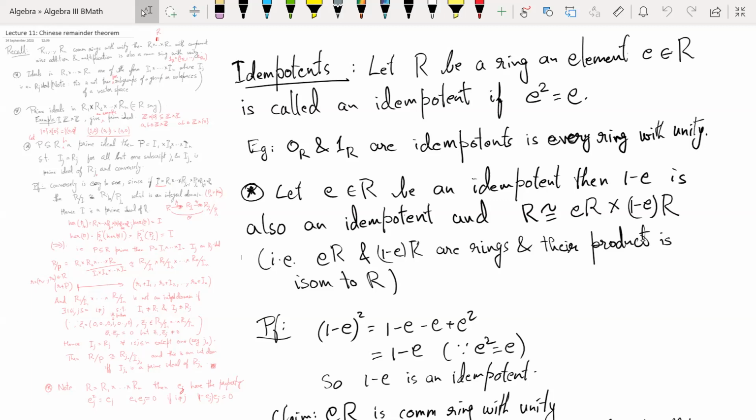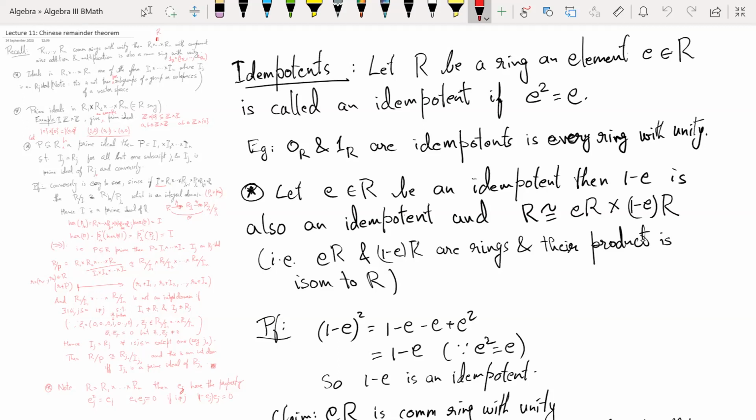Yeah. So let E in R be an idempotent. Then the first observation is that 1 minus E is also an idempotent, and the ring you can then decompose as a product of these two rings, E times R and 1 minus E times R. Okay, so we will show that E times R is a ring, and 1 minus E times R. They are obviously ideals in R. And somehow these are subrings of R in some generalized subring sense.